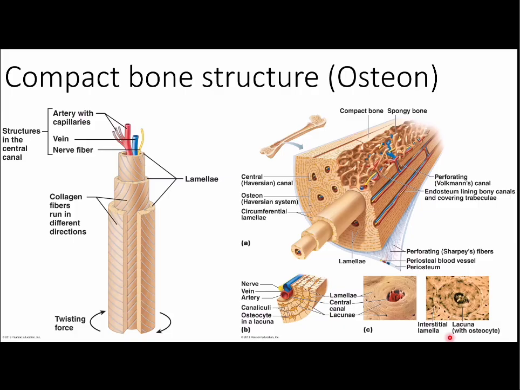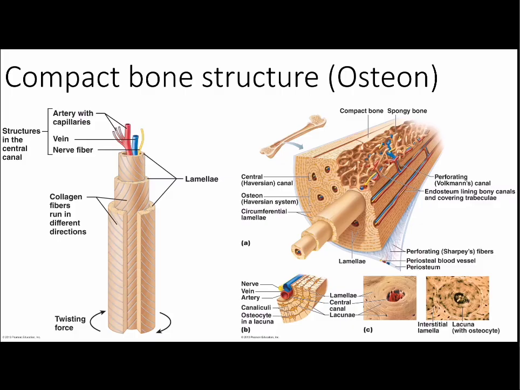In addition to our lamellae going in concentric circles, we have little canals that radiate from our central canal all the way through the layers of lamellae, through the entire osteon, and those are called canaliculi. So your canaliculi actually radiate from the lacunae that your osteocytes are sitting in, and they help to connect all of the lacunae to that central canal.